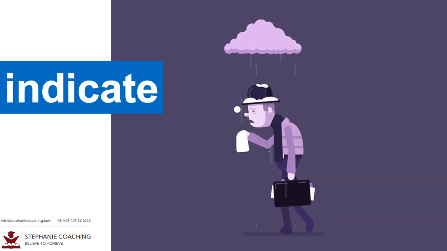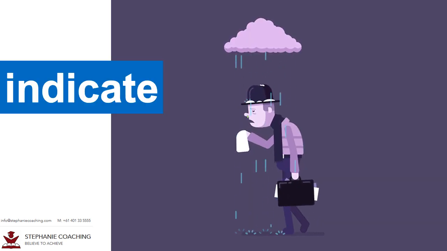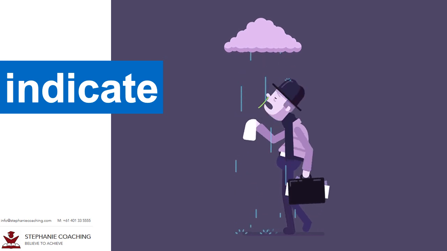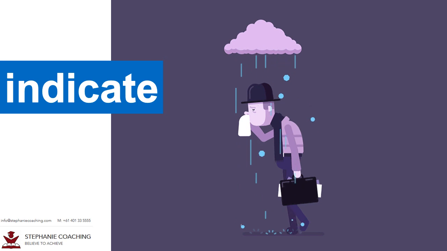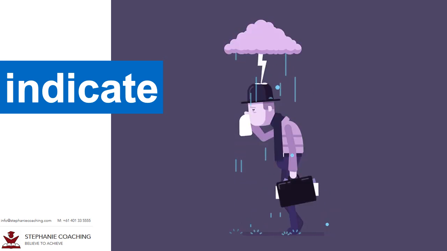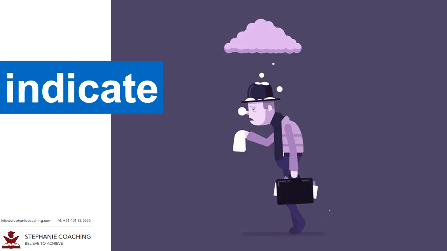Word number 23 is indicate. To indicate means to point out or show. For example, I saw many people blowing their nose and coughing with a high temperature. This indicates that many people are sick with a flu virus.